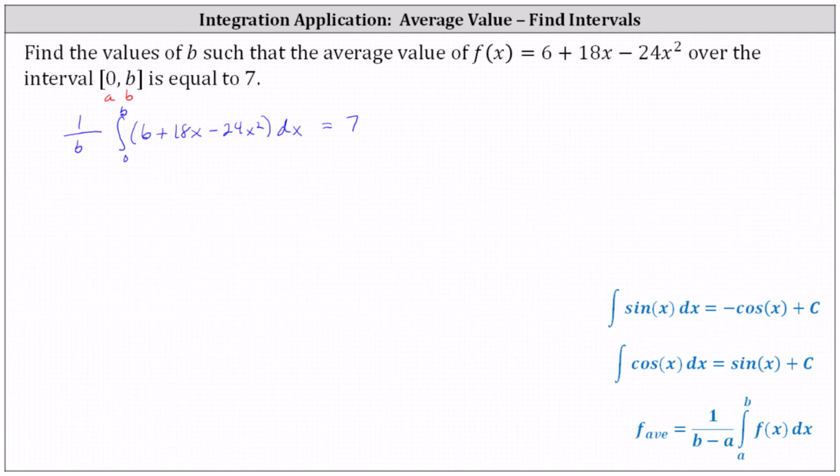For the next step, we determine the antiderivative of 6 plus 18x minus 24x squared, which gives us 6 times x, or 6x, plus 18 times x squared divided by 2, minus 24 times x cubed divided by 3. Again, this still equals 7. For the next step, let's go ahead and simplify the antiderivative, which is 6x plus 18 divided by 2 is 9, giving us 9x squared, plus 24 divided by 3 is 8, giving us minus 8x cubed.